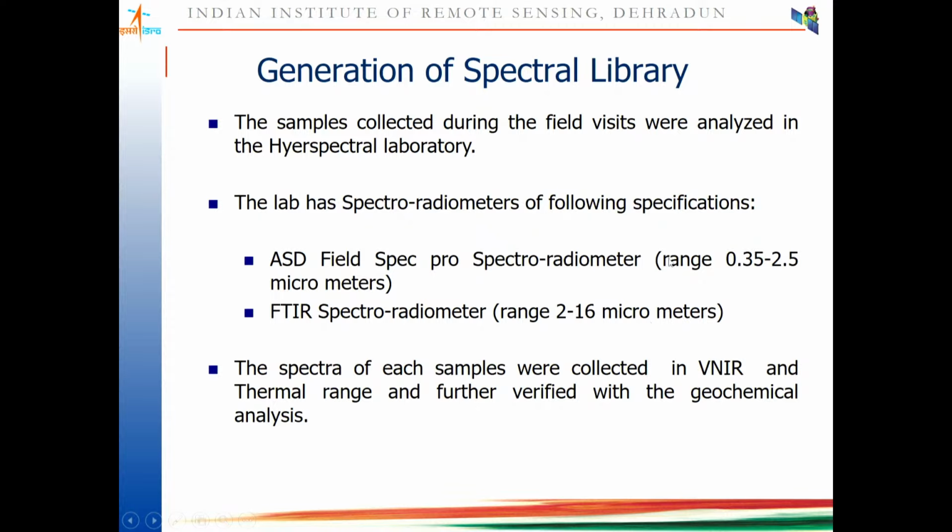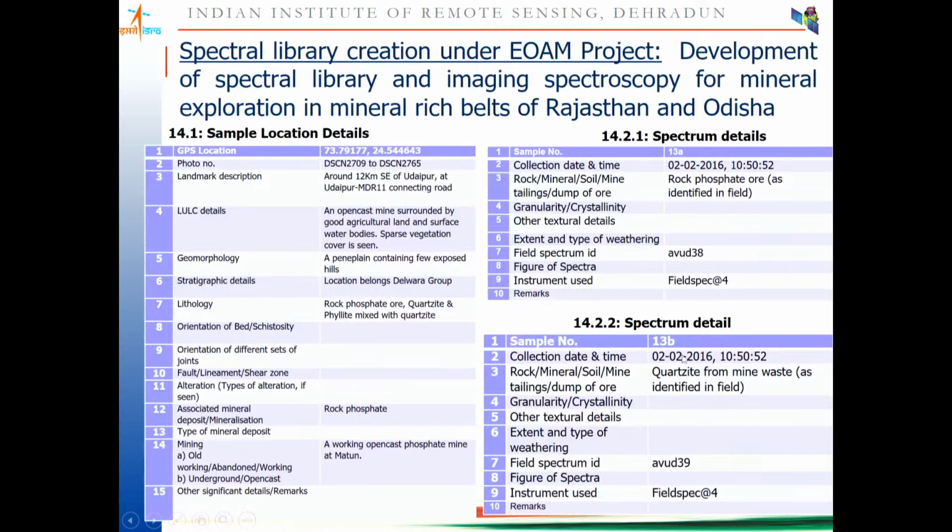So we have a total of three spectroradiometers, and with their help the spectra of any sample, any material, any rock or mineral, can be collected between 0.35 and 16 micrometers. With the FTIR we generate the emissivity spectra, whereas with the ASD we generate the reflectance spectra. Now let's see how we do it.